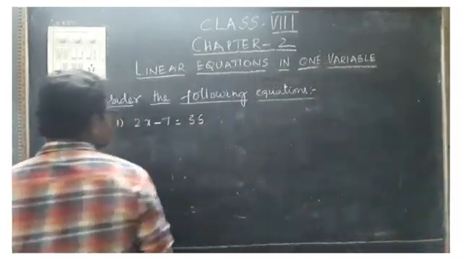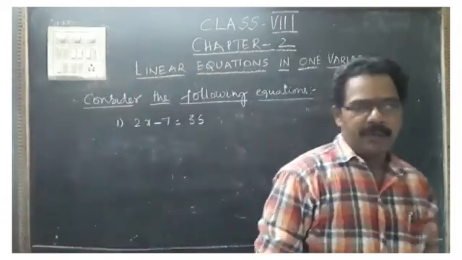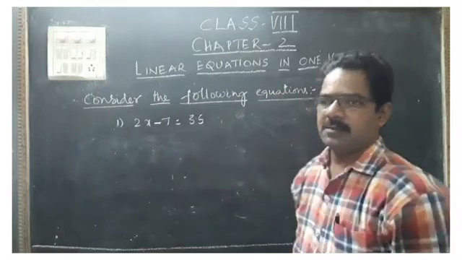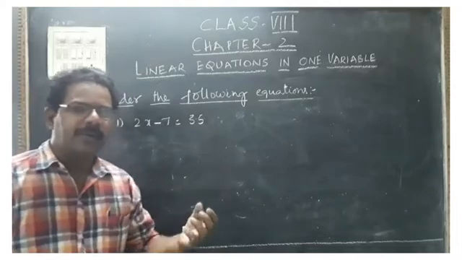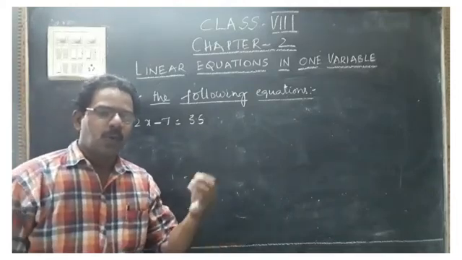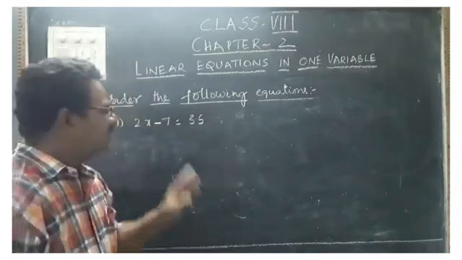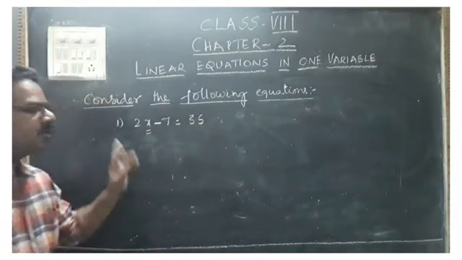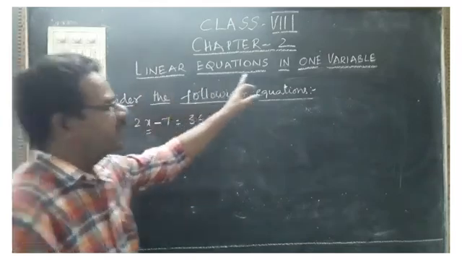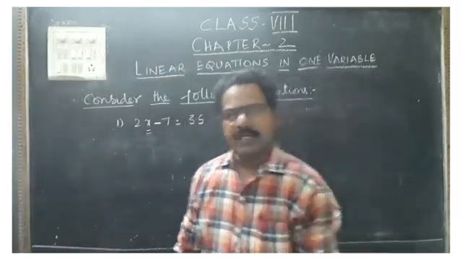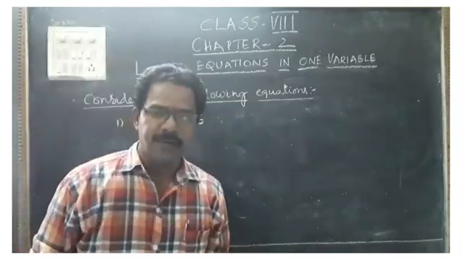And just see the heading of our chapter, linear equations in one variable. Here how many variables are there? One variable is there. In the second example we have taken, in that also. In the third example, two different variables are there. So no need of discussing 2 or 3 variables. Only one variable. Understand? So this type of equation is called a linear equation in one variable. Okay, we got what is meant by linear equation and linear equation in one variable.